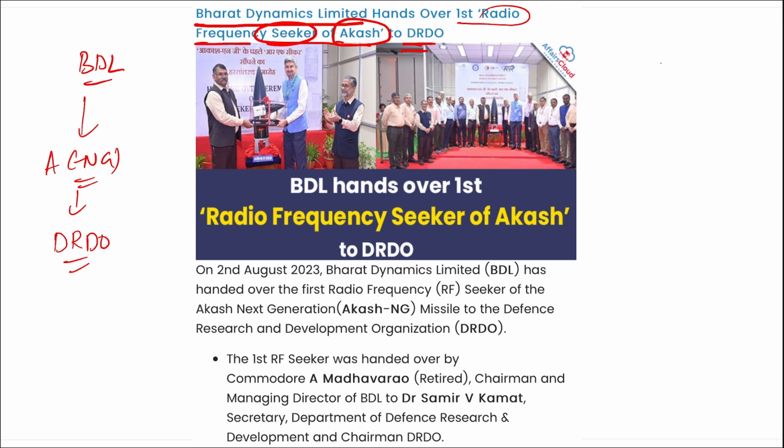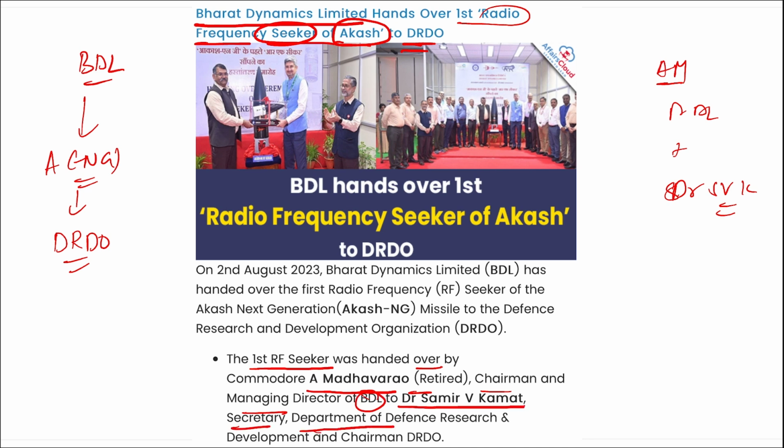Right? And the first RF, that is your radio frequency seeker, was handed over by Commodore A. Madhav Rao, Chairman and Managing Director of BDL, to Dr. Samir V. Kamath, who is the Secretary of the Department of Defense Research and DRDO. Here you can see the first RF seeker was handed over by A. Madhav Rao, retired Chairman and Managing Director of BDL, to Dr. Samir V. Kamath, the Secretary of the Department of Defense Research and Development and Chairman of DRDO.